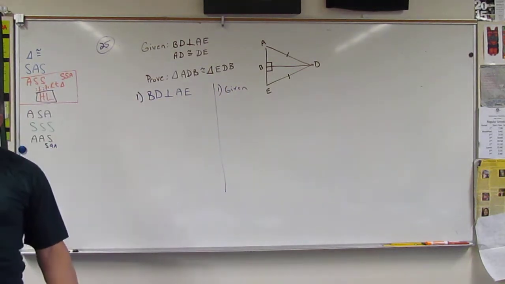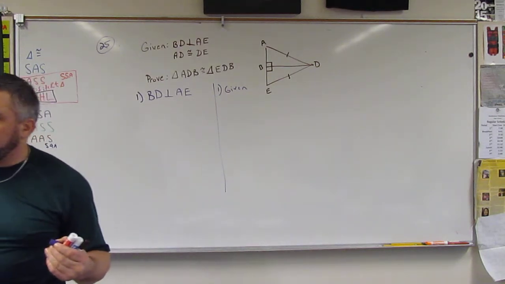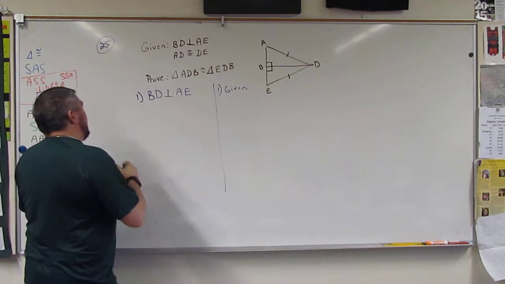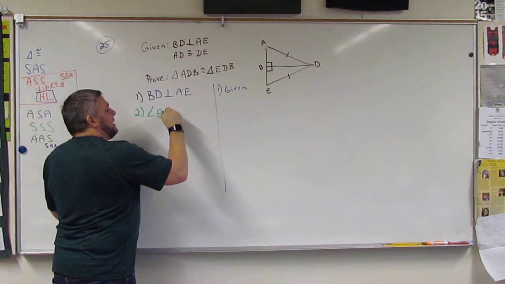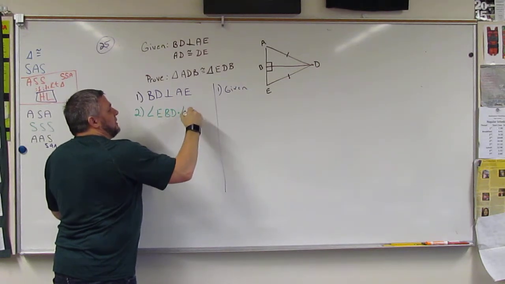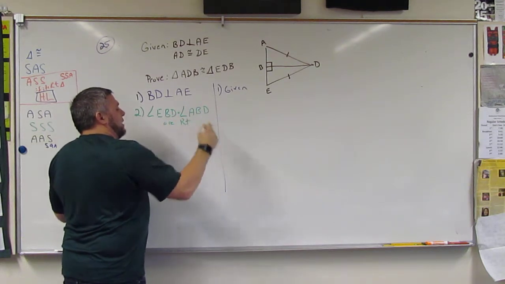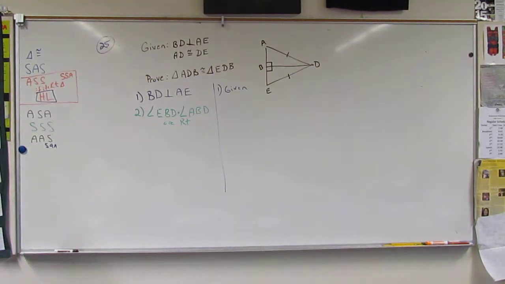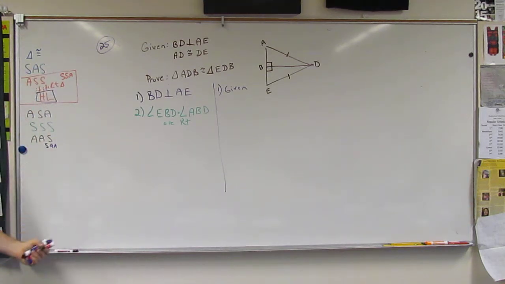Now, if they're perpendicular, what can I come up with? Well, I know one thing. If they're perpendicular, doesn't that mean that the angle EBD and the angle ABD, they're right angles? And the reason I'm going with that is, maybe we're going to talk about either HL or angle side side. To do that, I need to know that they're right.